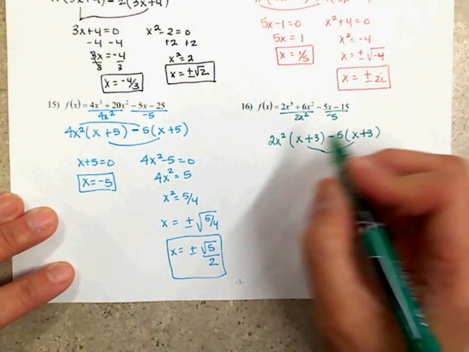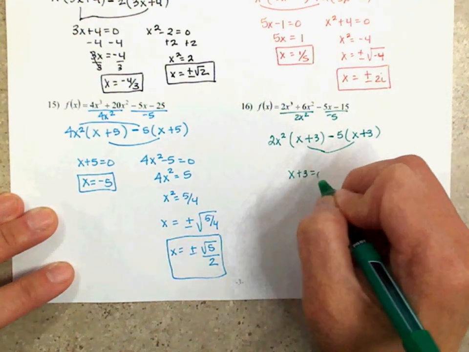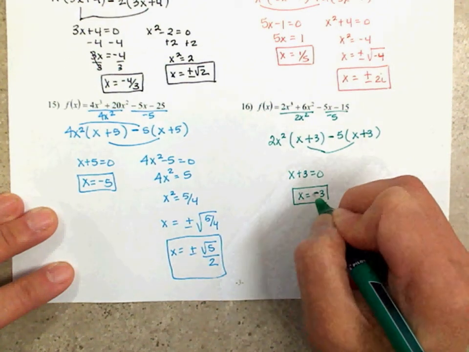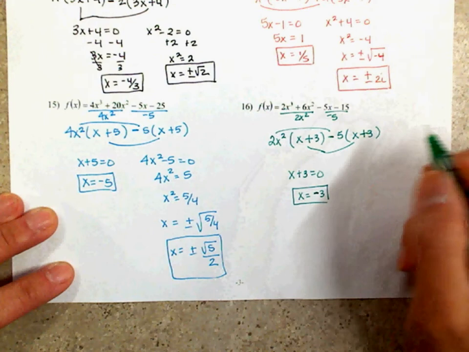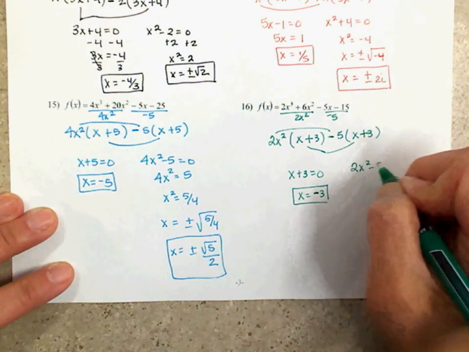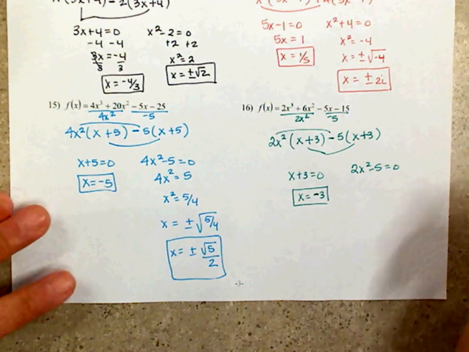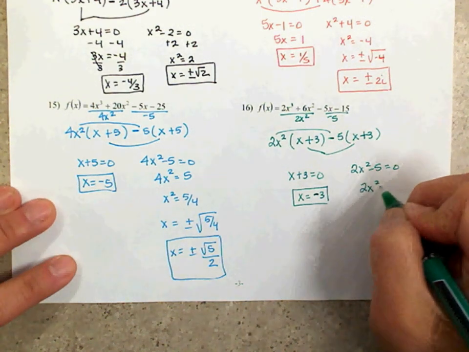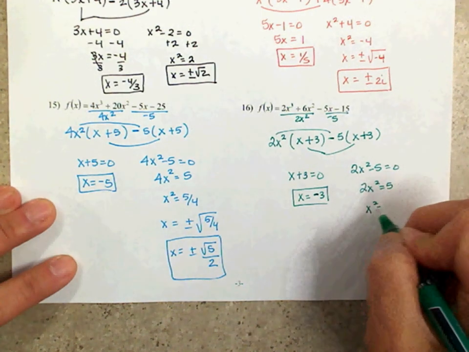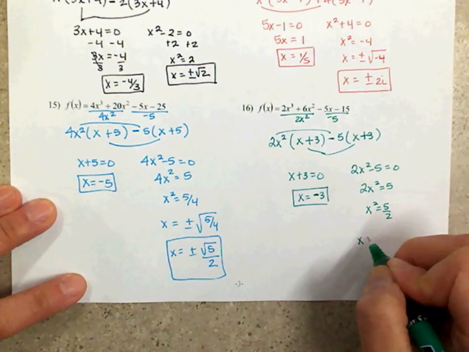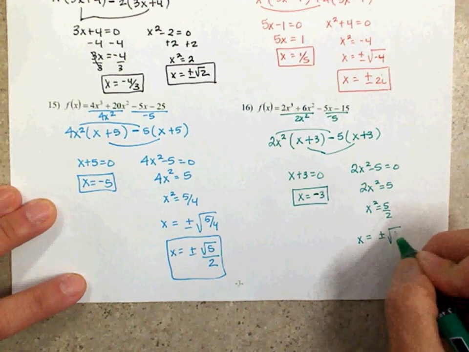Same, so x plus 3 equals 0. X is equal to negative 3. Okay? These guys are the same. 2x squared minus 5. When I say they're the same, I mean like they don't have anybody to pair with. Okay? Add 5 to both sides. Divide by 2. Square root, plus or minus square root of 5 over 2.